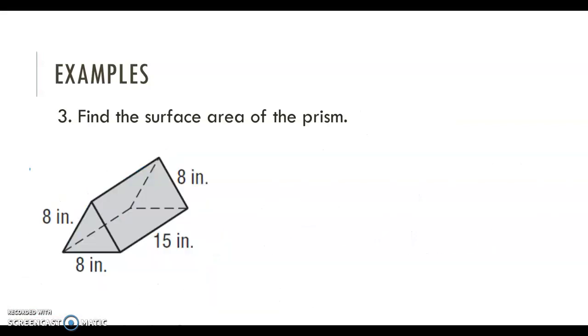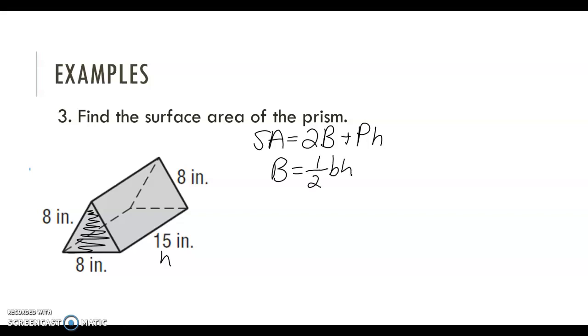So I have another triangular prism. That triangle in the front is like my base, and that 15 inches then will serve as my height. I'm going to be using my surface area formula of 2 base area plus perimeter height. So now let's take a look at this base area first. Again, it's a triangle, so 1/2 base times height.